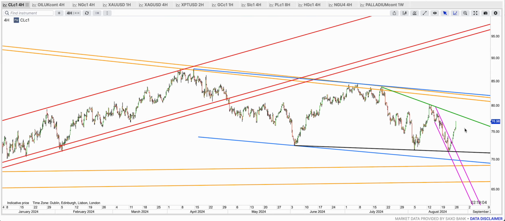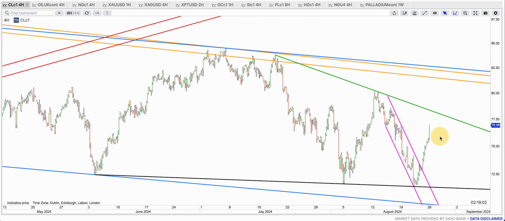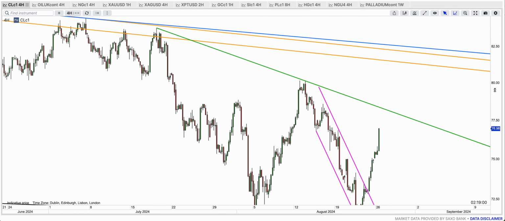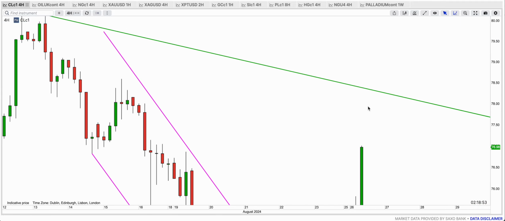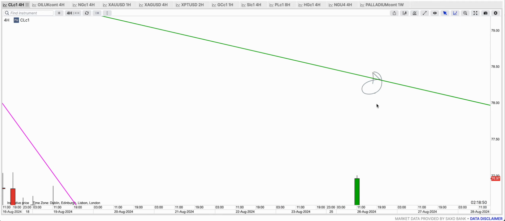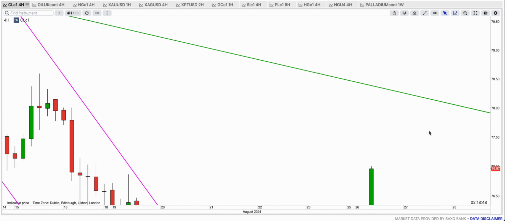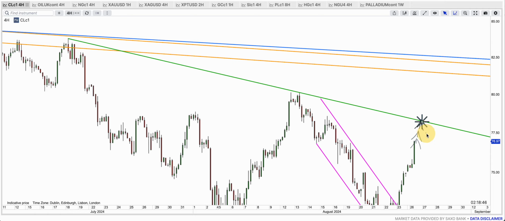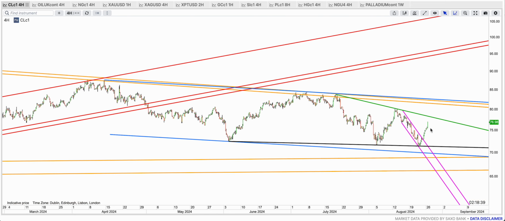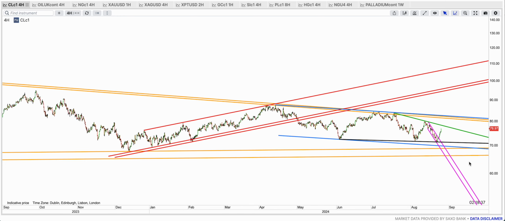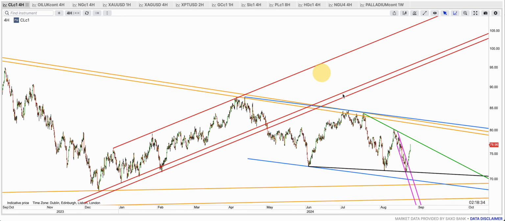Now, is this green line going to turn into a resistance? So this is the high of July, high of August. Around 78, 78.50, somewhere there, it is going to test that green potential resistance. If it holds, we may see it coming down one more time, and the blue bottom band is still at around $70. And that's where I think we may start buying it.